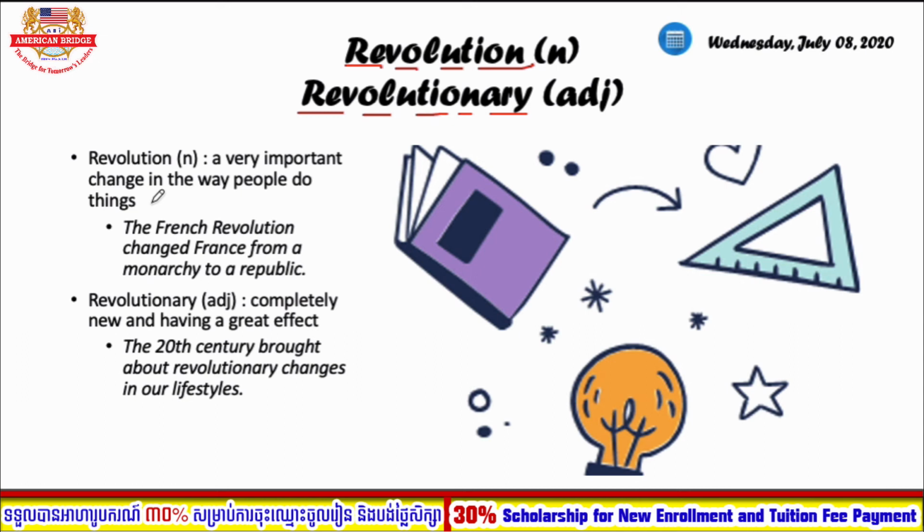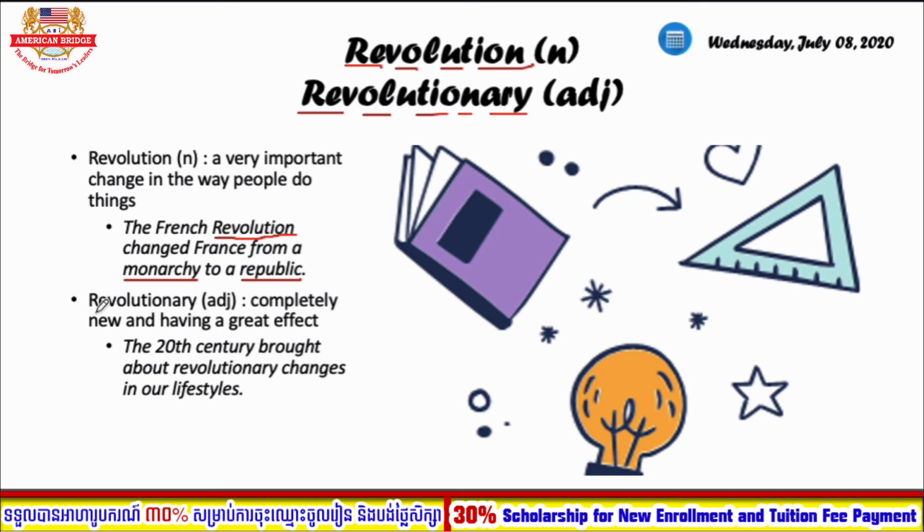So in the lesson previously, you studied about the French Revolution. So in France, they changed their government system from monarchy. So monarchy means the country was ruled by a king, and then it changed to a republic, which means the country is ruled by a president. So this type of change we call a revolution because it is very important in French society, right?